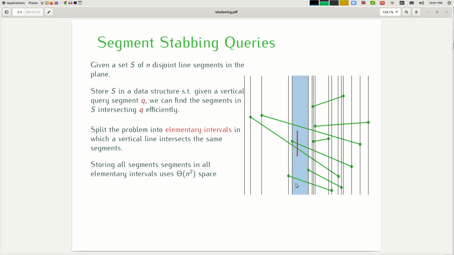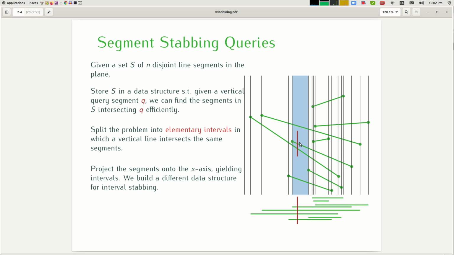Obviously, one solution to this problem is, for every elementary interval, to store these line segments in some order, then do a binary search to find the first one that intersects and walk through them. That's not good. That takes n squared space. A segment tree is a data structure that does the same thing but using n log n space. So let's see how it works.